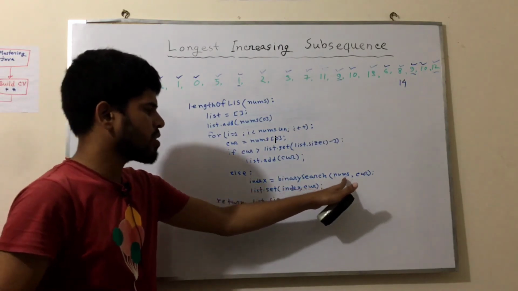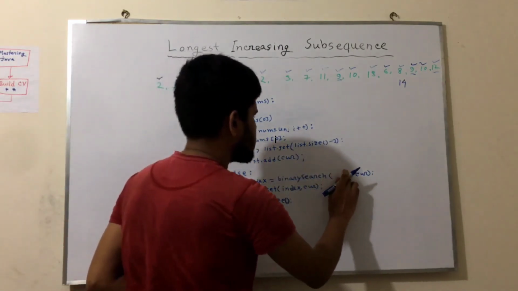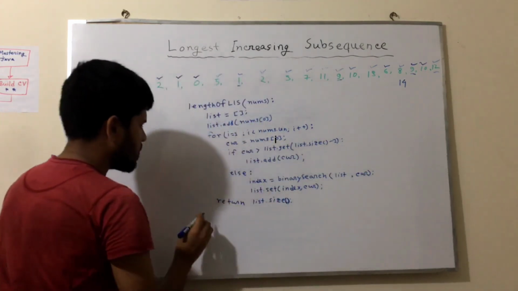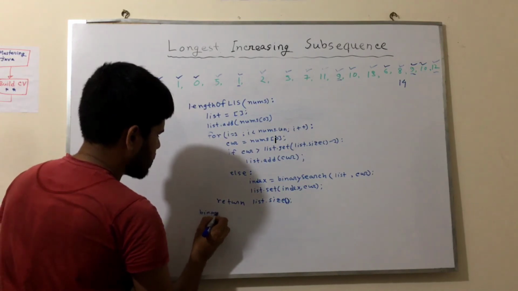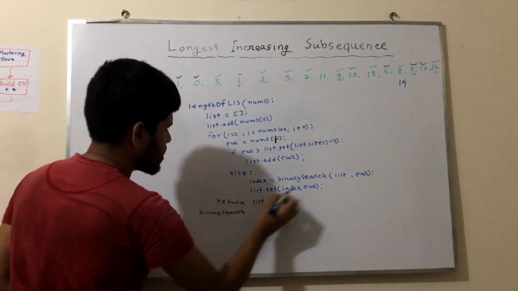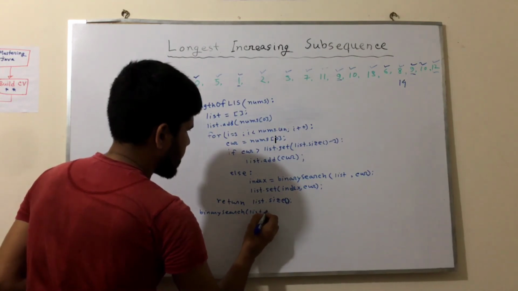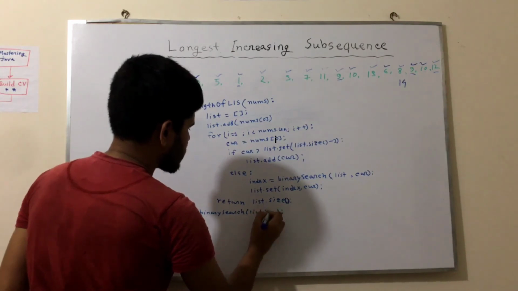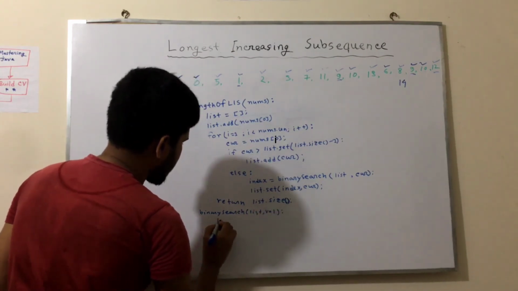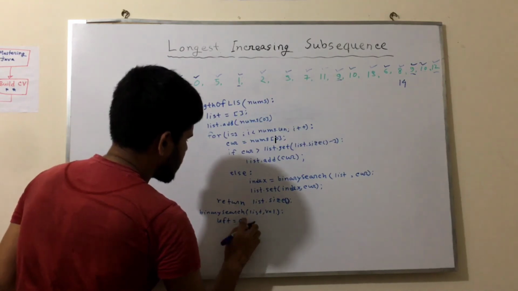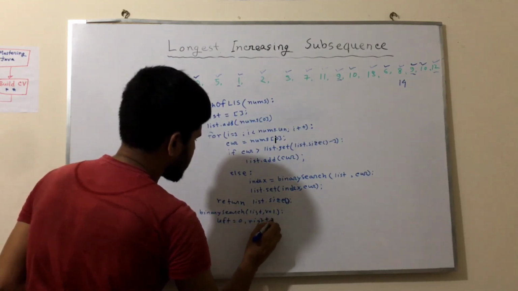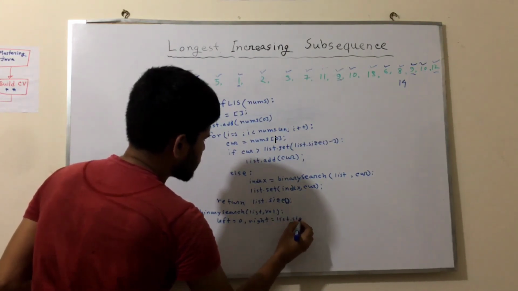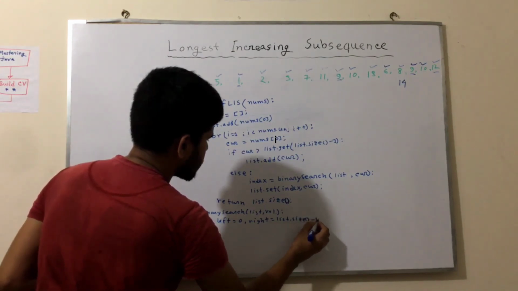Here actually we have to patch. Here we have to pass the list, not the nums. In the list we'll find out the immediate next of current. Now let's call a function binary search. This function takes a list and current. Okay, current, let's call it val right here. Now let's declare two pointers, left and right. Left will point to the first element and right will point to the last element. Right equals to list dot size minus 1.